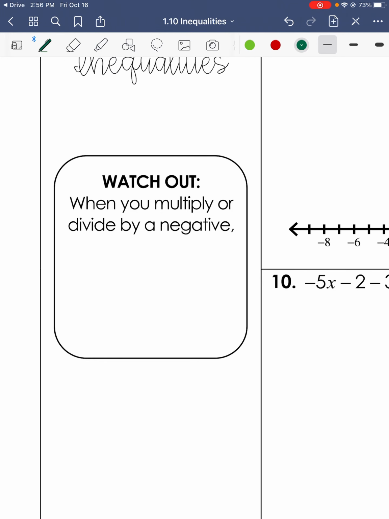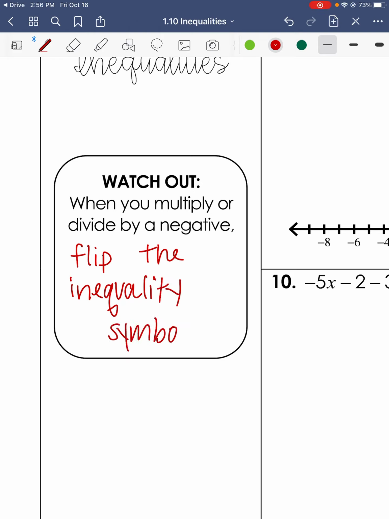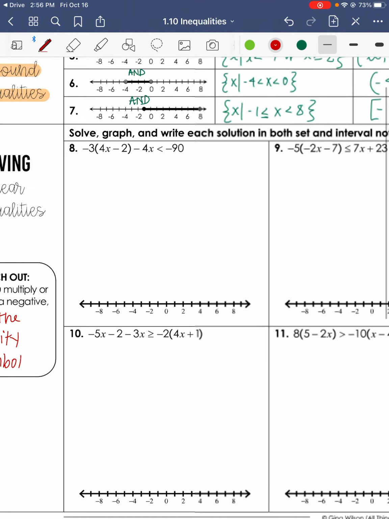So solving linear inequalities, they have this little thing over here on the side, just to remind you with inequalities, when you multiply or divide by a negative, you're going to flip the inequality symbol. And what I mean by that is if you multiply or divide by a negative, it's now going to point in the other direction. So multiplying or dividing by a negative, you switch the sign to point the other way.